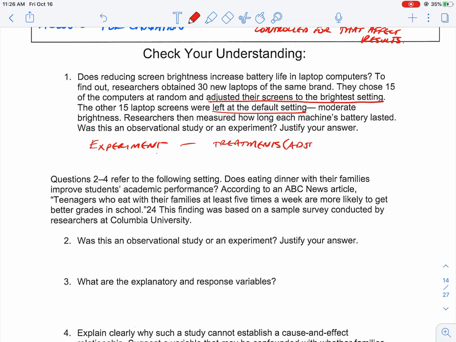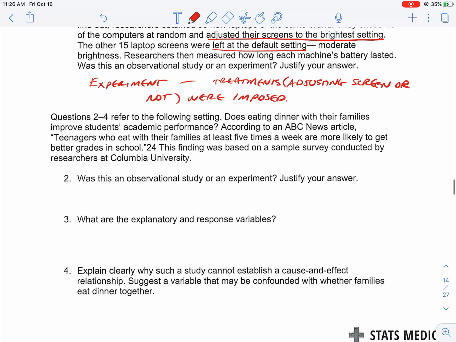In this case, adjusting screen brightness or not were imposed. So did we just watch? No, we actually did something. We affected one half of the machines, and so therefore it's an experiment.